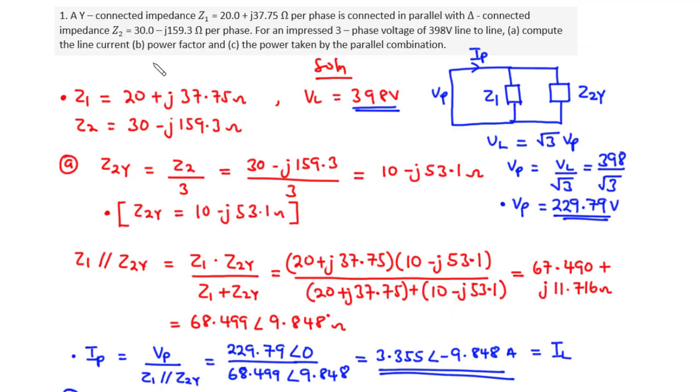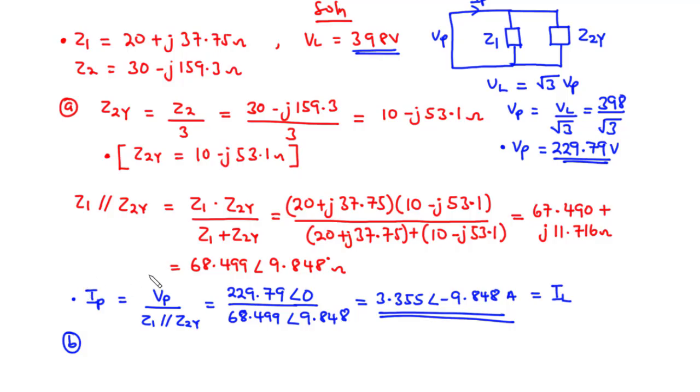So for B, we are asked to find the power factor. Now focusing on the parallel combination of the impedance, we had the impedance to be 68.499 ∠9.848°. So we have this value to be the impedance magnitude, and then we have this value to be the phase angle. And to find the power factor is given by cosine of the phase angle. So we have cosine of 9.848°, and cosine of this value gives 0.985. Now because the phase angle is positive, then it means that the power factor is going to be 0.985 lagging.